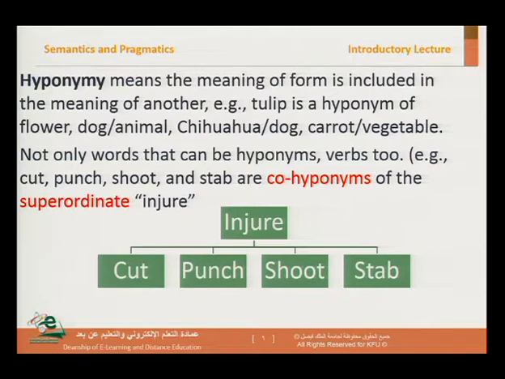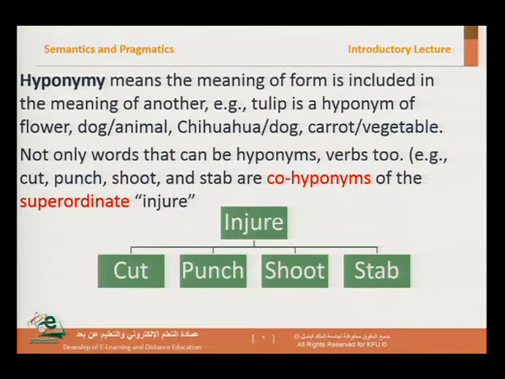Let's think of other examples. Like we said earlier, what's a tulip? If I ask you to define tulip, you might say it's a kind of flower. So it's a hyponym of flower. How about dog? Again, it's a hyponym of animal. How about chihuahua? That's a hyponym of dog, which is a hyponym of animal. Carrot is a hyponym of vegetable, which is a hyponym of plant. Okay.